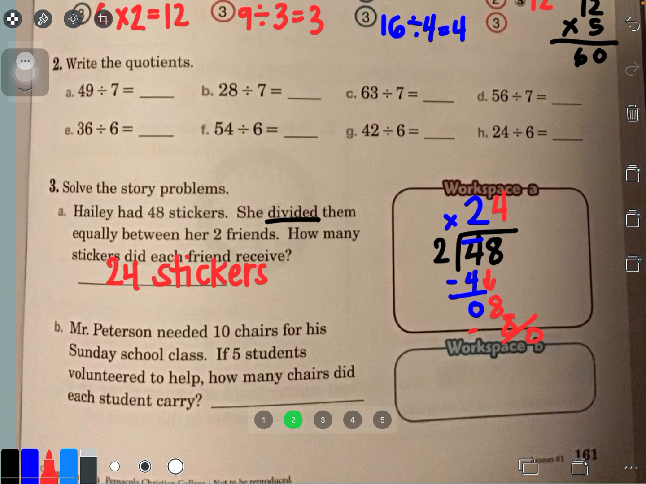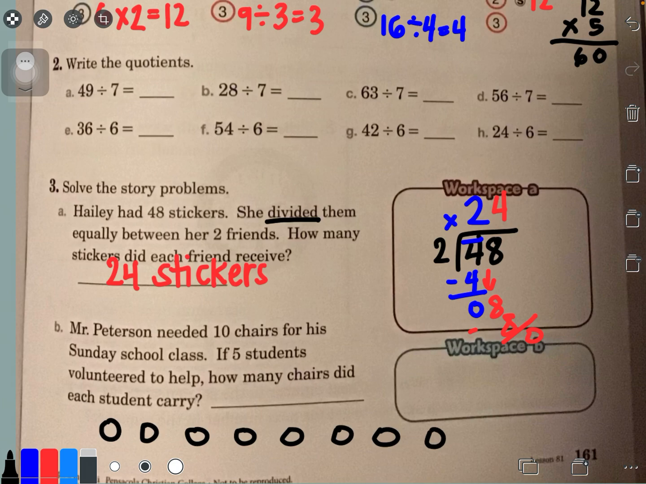I'm going to draw this, all right? I'm not going to really use the workspace. I want to draw this. So I'm going to draw 10 chairs, okay? I'm going to draw them at the bottom of the page. And I'm going to use circles as the chairs, okay? 1, 2, 3, 4, 5, 6, 7, 8, 9, 10.